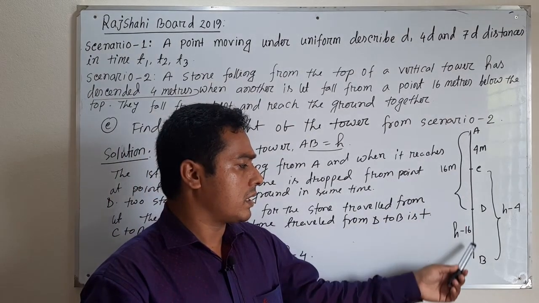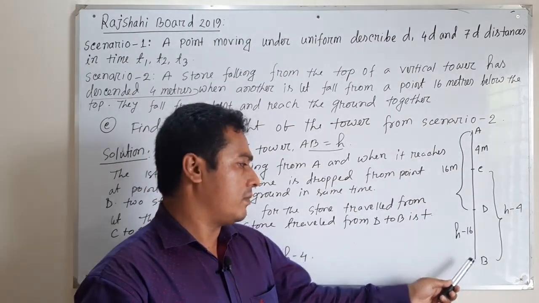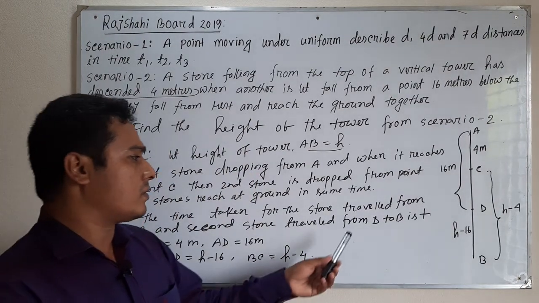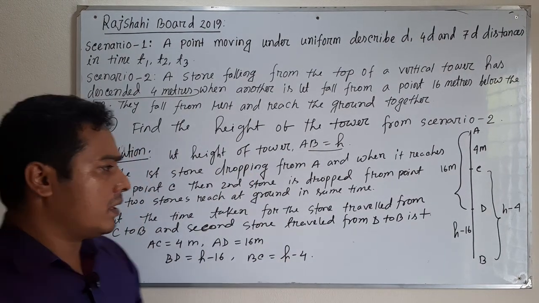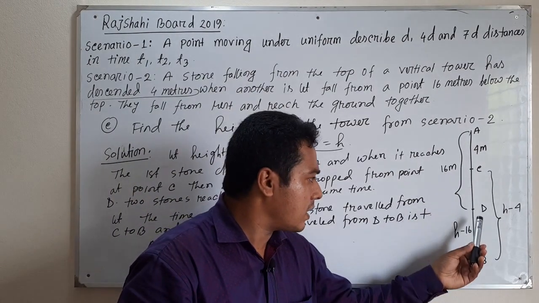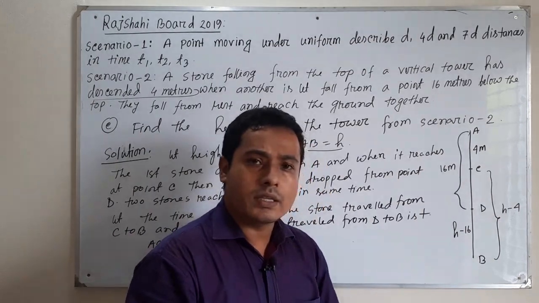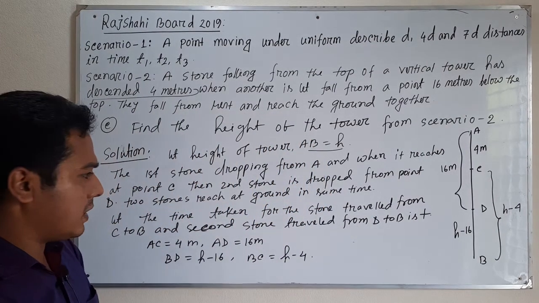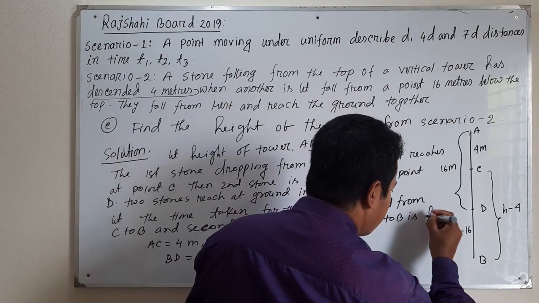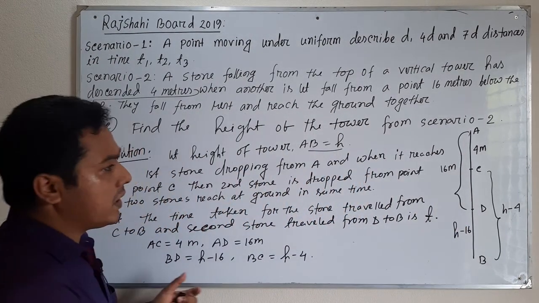Both stones reach the ground in the same time. Let the time taken for the first stone to travel from C to B, and for the second stone to travel from D to B, be the same. This time is T. So here it is clear.